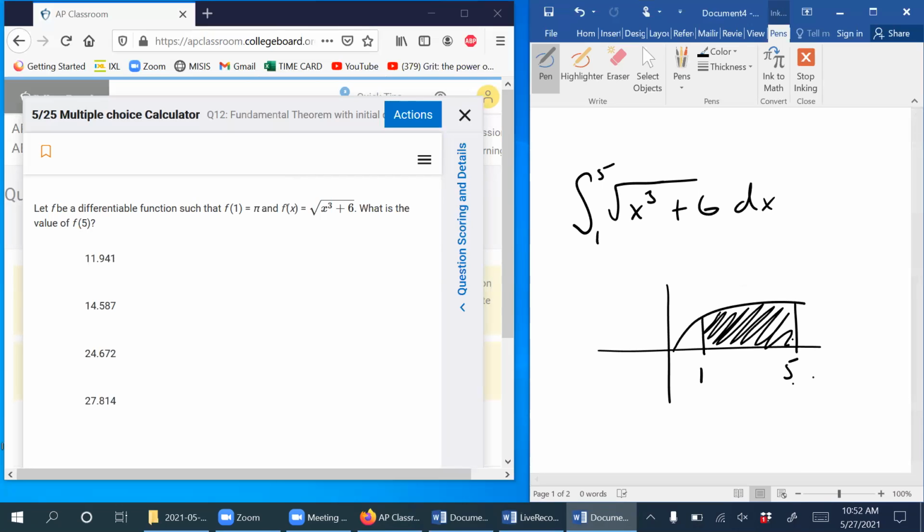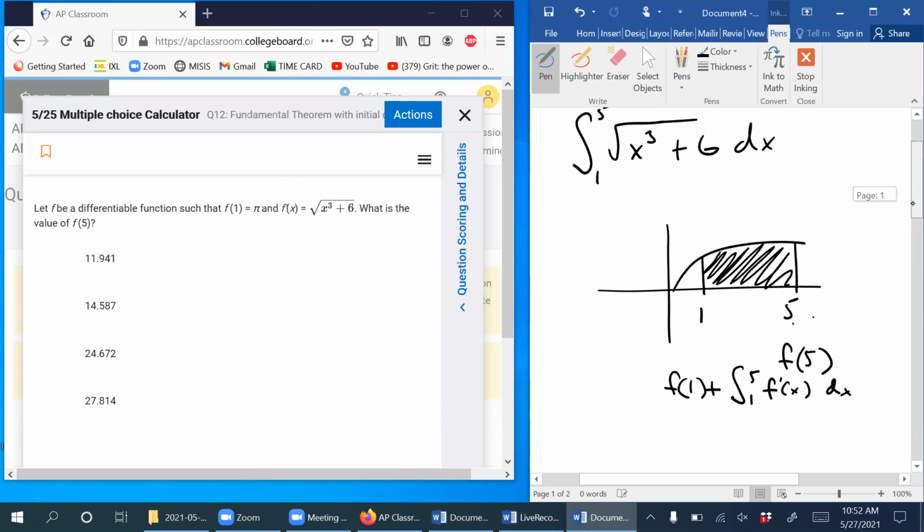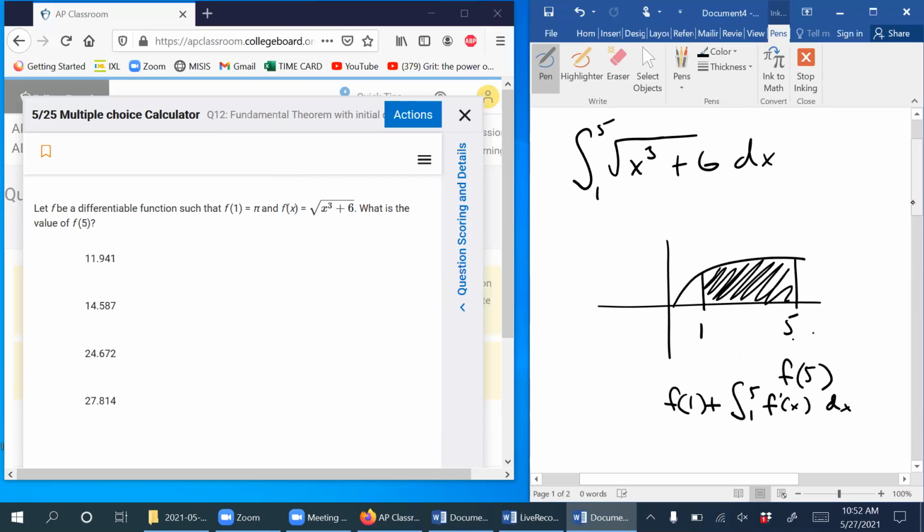Now, what is the value of f at 5? Well, in the original graph, what is the value of f at 5? Isn't that just f of 1 plus the integral between 1 and 5 of f prime of x? I'm saying this in a slightly different way, because if I forget and I have no clue what's going on, I have to really go back to the basics.